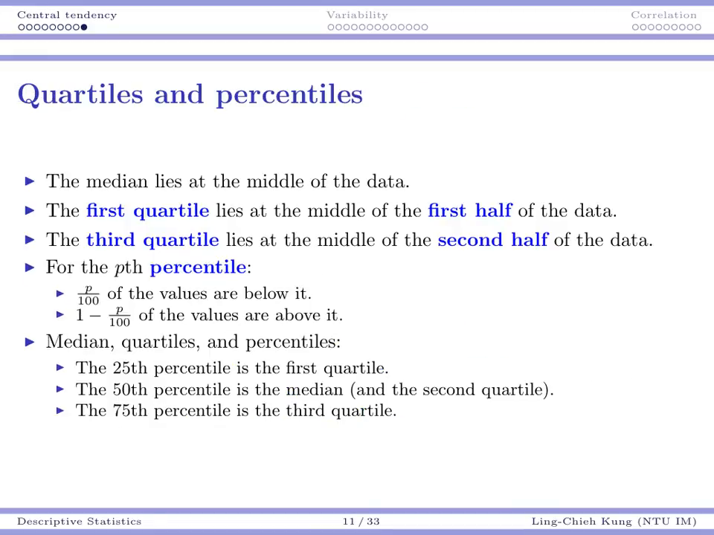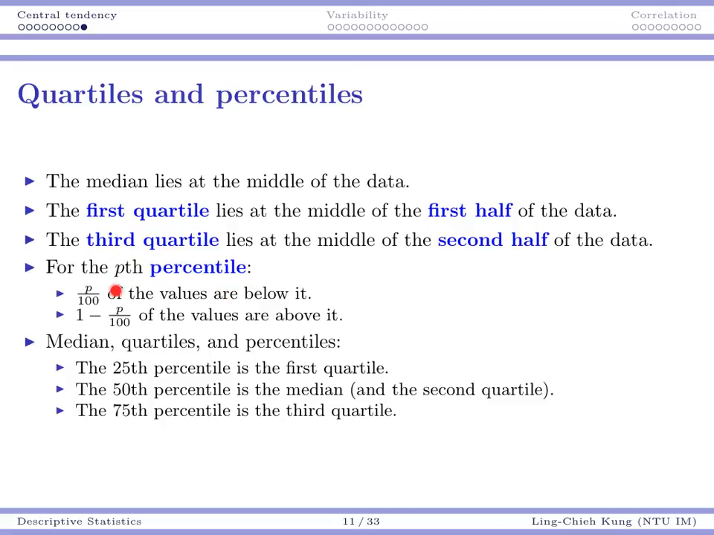Lastly, we have quartiles and percentiles. The median lies at the middle of the data. If we want to extend this idea, we say the first quartile lies at the middle of the first half of the data. The third quartile lies at the middle of the second half of the data. So when we talk about quartiles, we have 3 quartiles located at the 1/4, 1/2, and 3/4 place of the whole data set. Okay? If we want to further extend the idea, we actually can define percentiles.